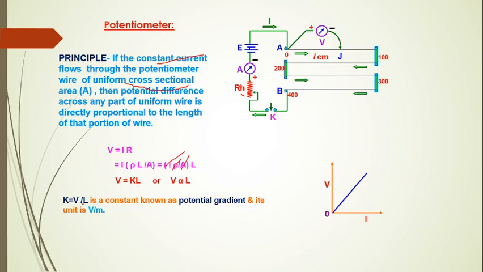So V is directly proportional to L. When we plot the graph of V against L, the graph will be a straight line. This is the principle of a potentiometer. Let us study the two applications of the potentiometer.